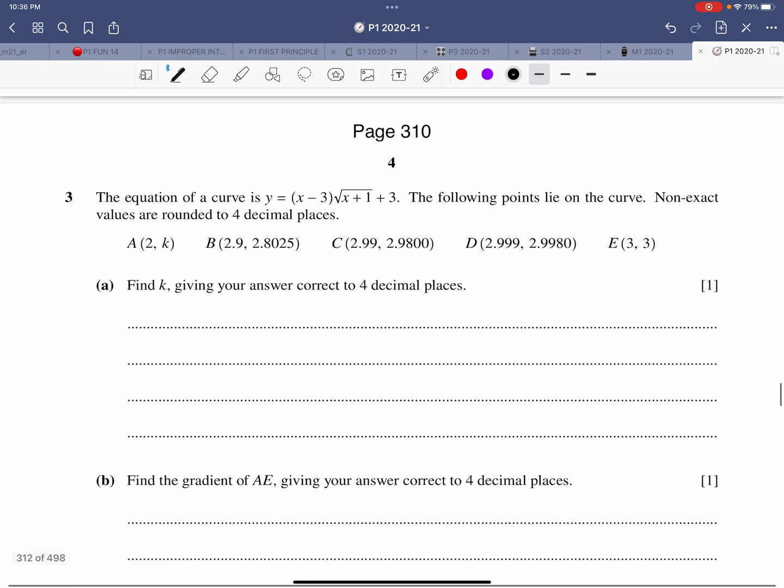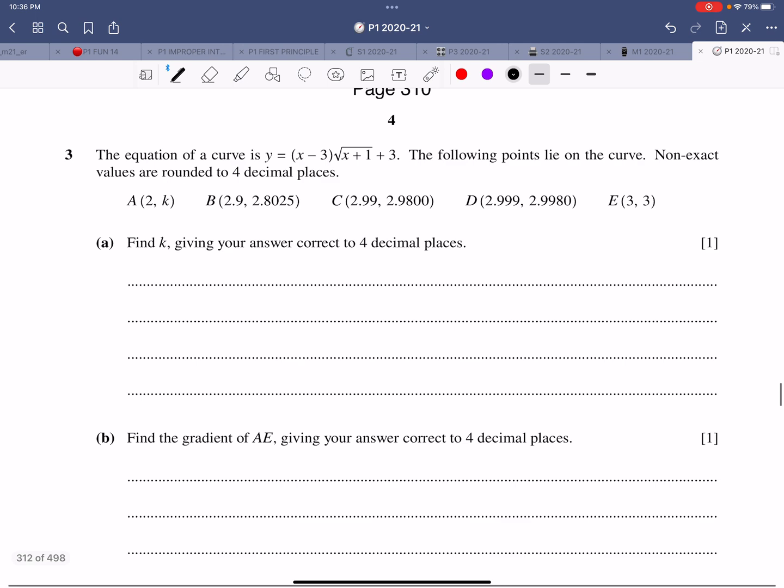Let's move to the third question. What is the third question all about? The equation of a curve is such and such. The following points lie on the curve. That equation of that curve is given. So what is it asking for? It's asking that non-exact values are rounded to 4 decimal places. That's the first thing that I see. And then it says the point A is such and the point B is such and so on.